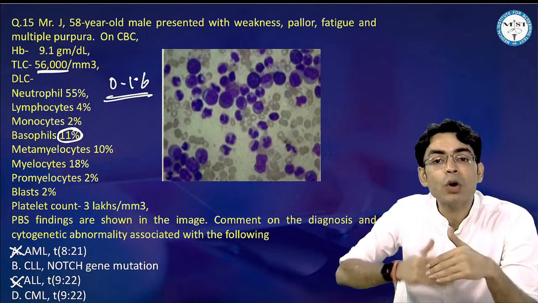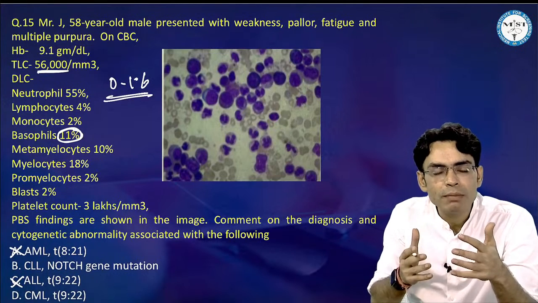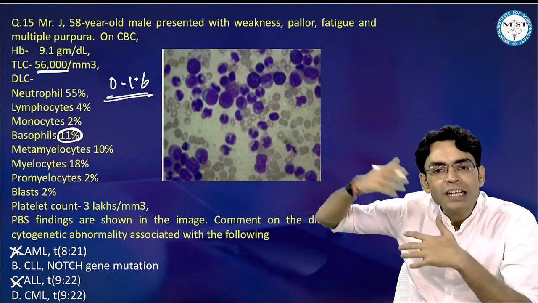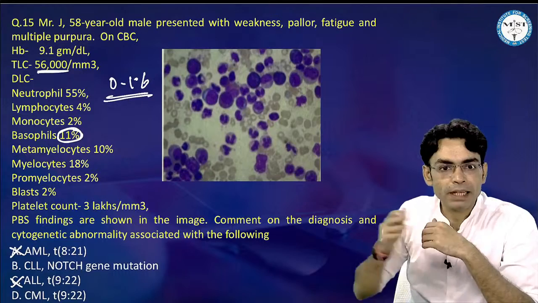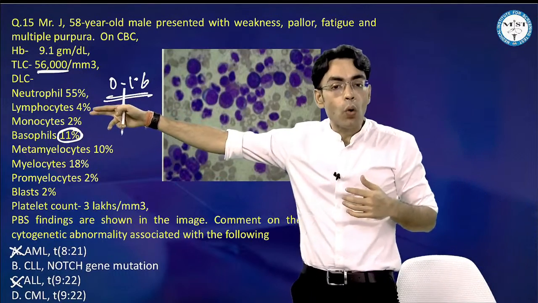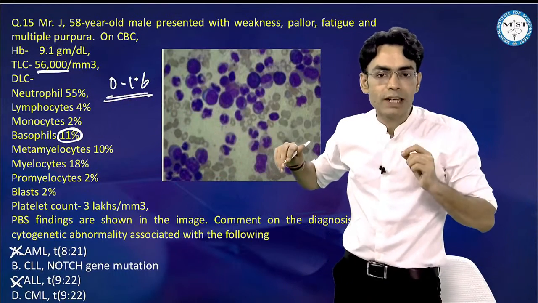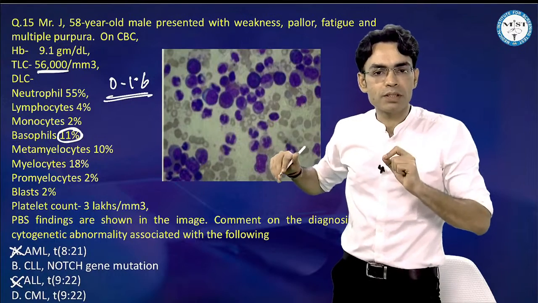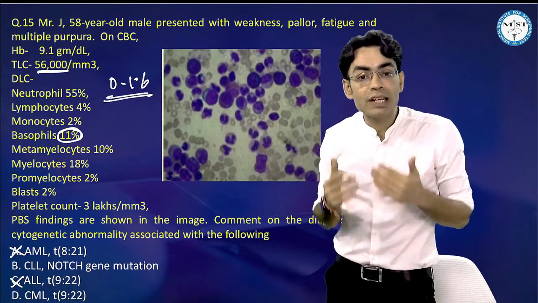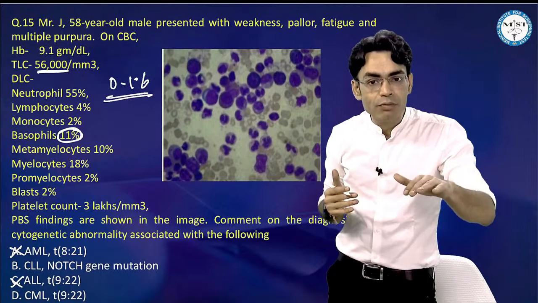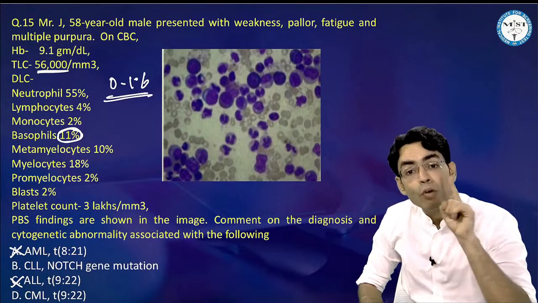If it would have been chronic lymphoid leukemia, these lymphocytes would have been more. In this, the lymphocytes are going low, only 4%. What is a normal lymphocyte? 20 to 40%. You are not even getting normal lymphocytes. 4%, less lymphocyte. That means it's not lymphoid leukemia.